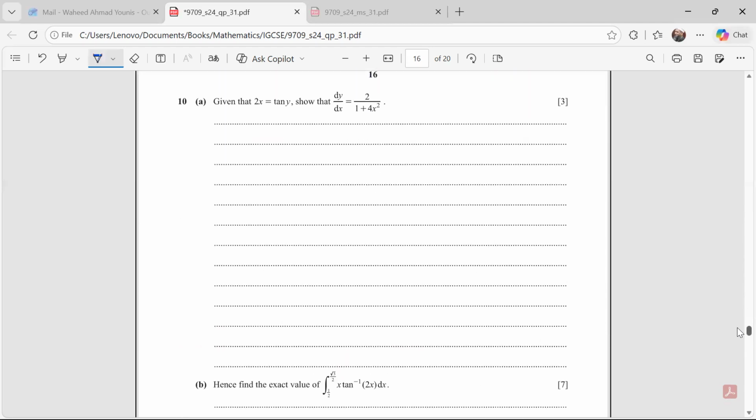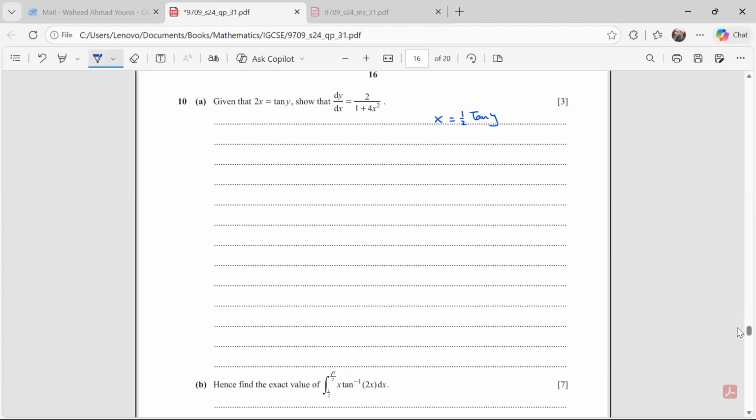Okay, now this next question is from calculus. Given that 2x is equal to tangent y, show that dy by dx is this. There are two ways to do it. Let me do it a bit non-traditional way. From here you can see that x is equal to 1 by 2 into tangent of y.